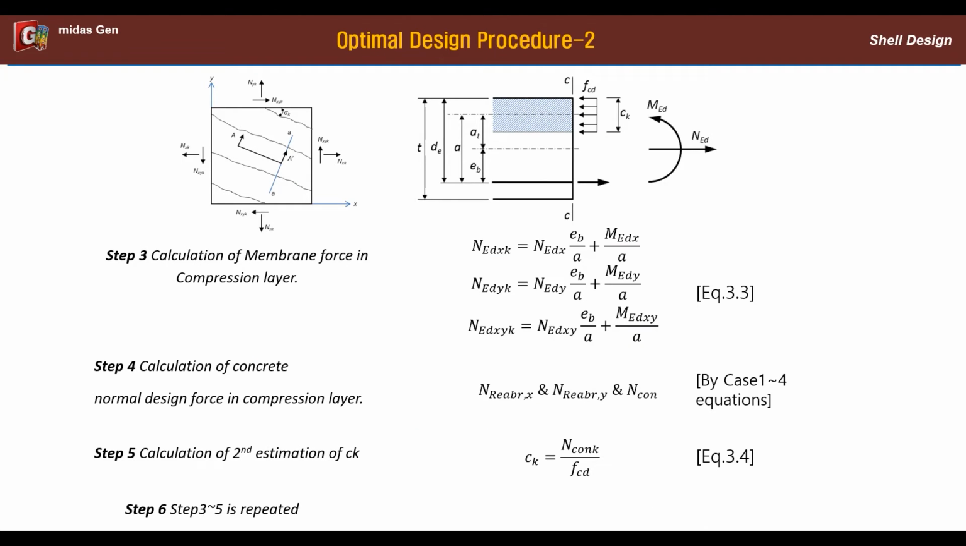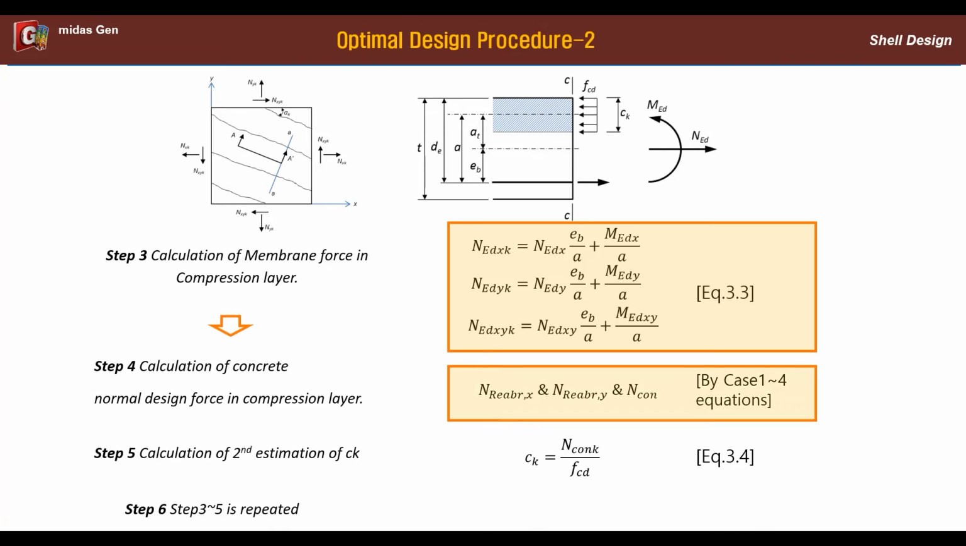Step 3 is for calculating the membrane force in the compression layer. By Ck, or Ck0, the interlayer distance from the central axis is changed. Membrane force for the changed value is calculated by transforming into equation 3.3. Step 4 is for calculating the concrete normal design force in the compression layer. It can be obtained from the equations in case 1 to 4 in the table of step 2.